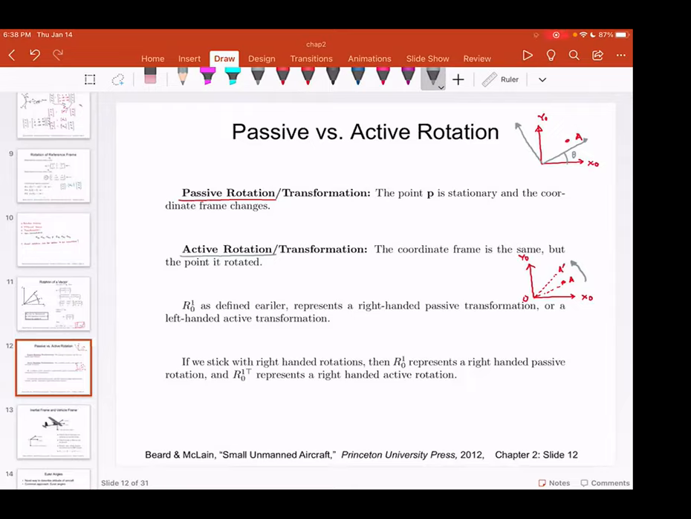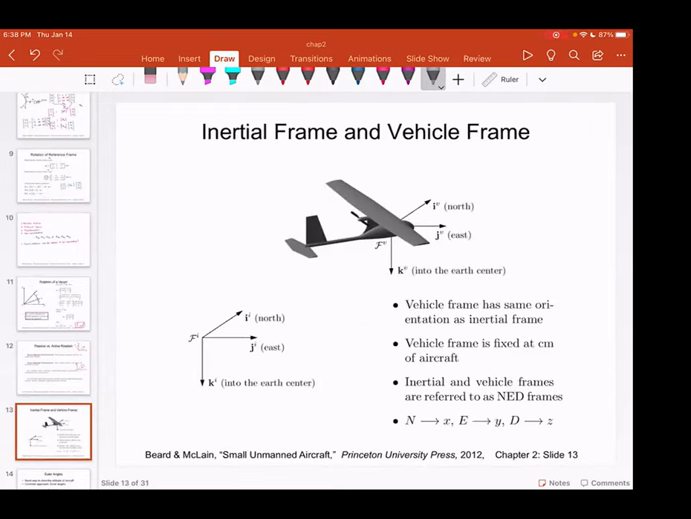So the next part, once again, is super duper important. First and foremost, it's called the inertial frame. Inertial frame, inertia means laziness, which means this frame is fixed. Now you may ask me, fixed where? This is Earth-centered, Earth-fixed, ECEF.